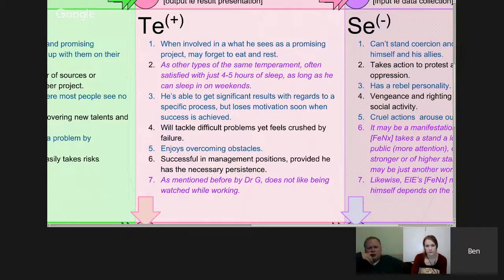Scotland is a bit general, I think. I can't remember who translated this. I think Maria did this. Yes, the bits in italics, those purple italics, Maria added those. Right, so the first one, for those people watching this who might have downloaded an MP3 or got it on their phone and can't quite read it, I'll say this and then Hanna can respond: when involved in what he sees as a promising project, may forget to eat and rest.